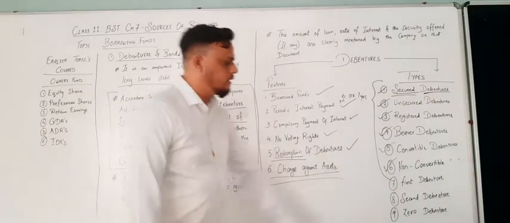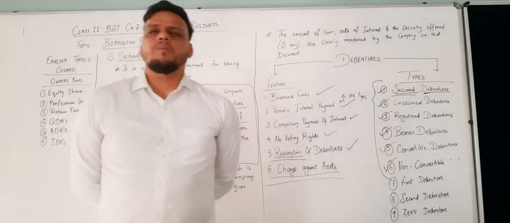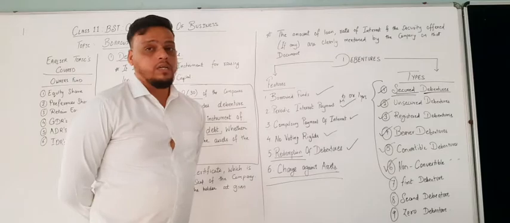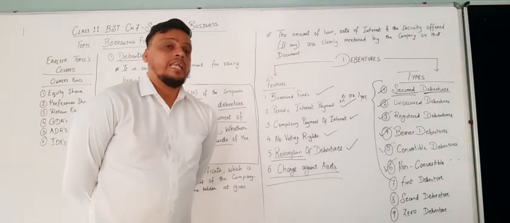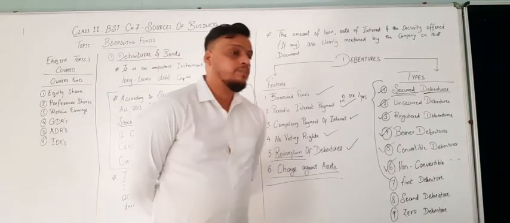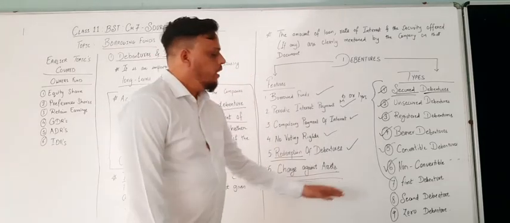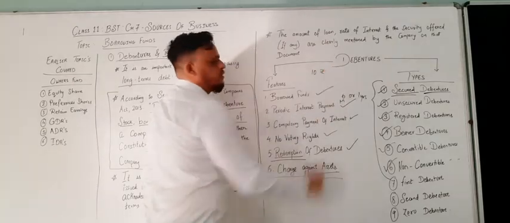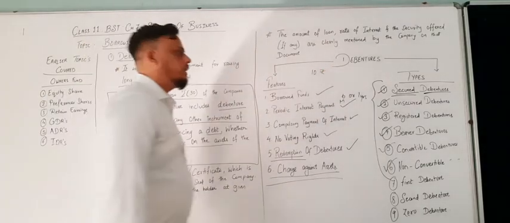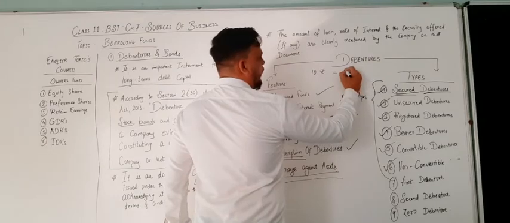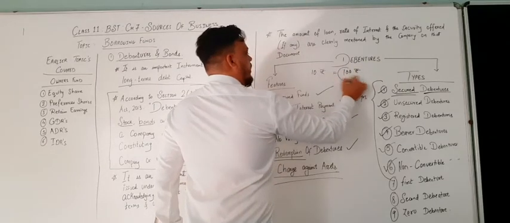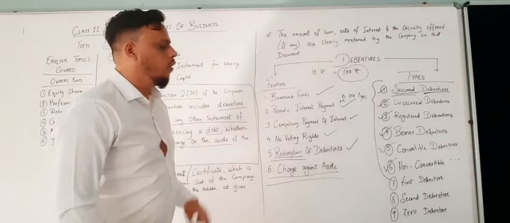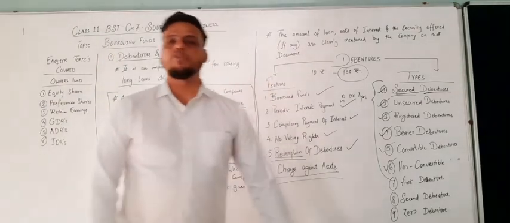Now the last point is zero debenture. Zero debenture holders are not interested in interest, but are more interested in selling the debentures at a higher price. What they do is buy a debenture at 10 rupees, okay? But in the market, after a specific period of time, the debenture rate reaches 100. He or she, as an investor, will sell it and make a profit. This is considered a zero debenture.